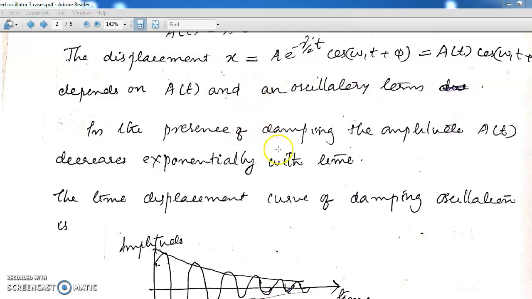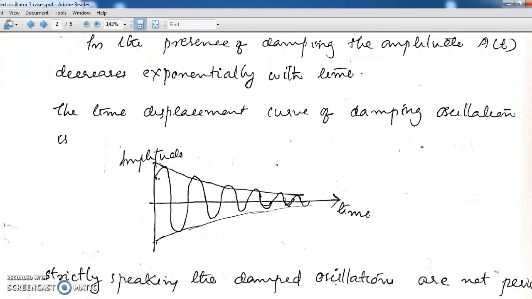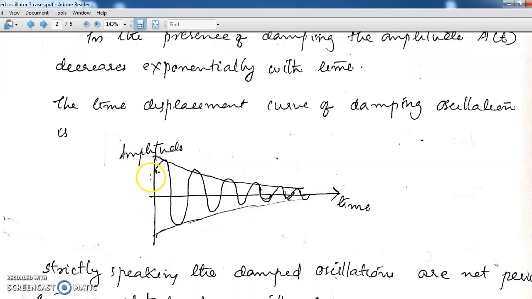You can draw the time displacement curve of a damped oscillation, and it will be like this. Here the amplitude of the oscillator decreases with time.